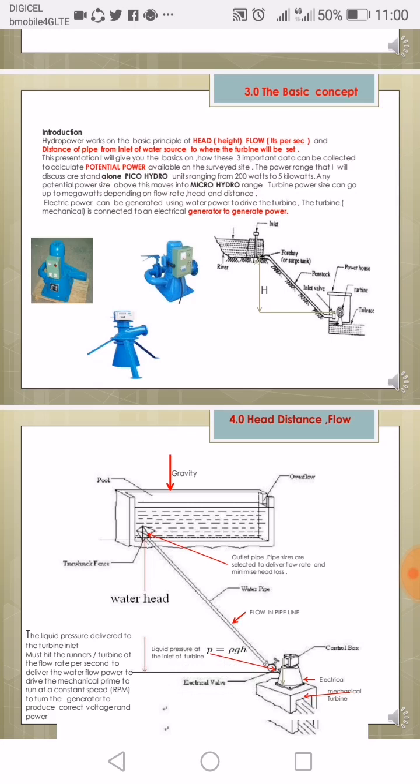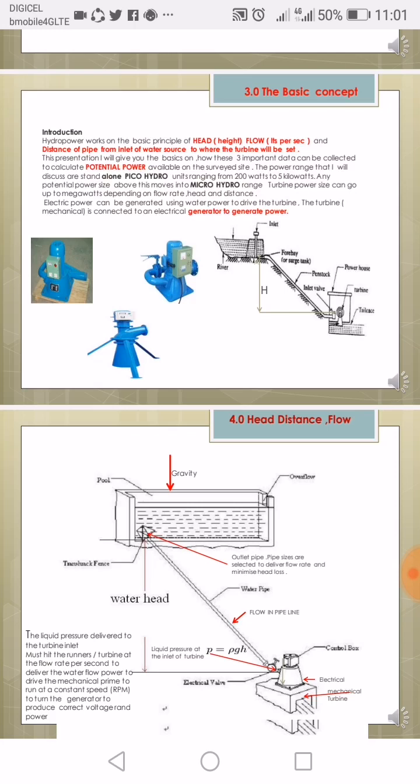Now I am stressing a point here. You must work out the head, the vertical height, and the flow in liters per second. Then the distance in meters, from where the water enters the pipe to where the water comes out at the turbine. And most important is the data for working out the potential power available on the site, found by surveying.